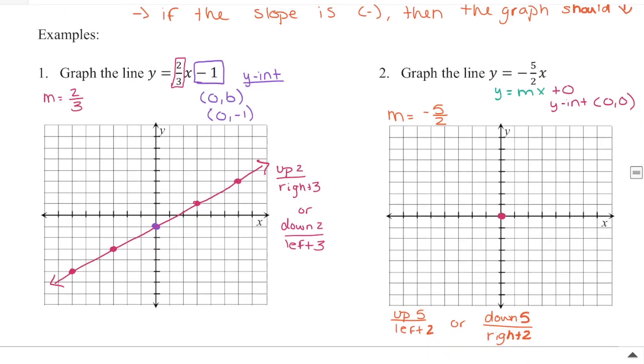So I'm going to go up 5 first, and then I'm going to go left 1, 2, go down 5, 1, 2, 3, 4, 5, right 1, 2. And my line, when I connect them, is decreasing, which makes sense for a negative slope, so I know it's correct.